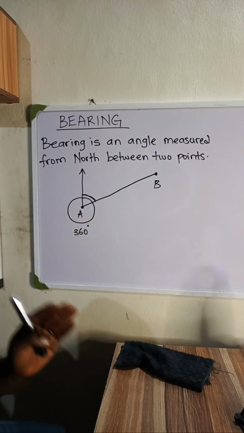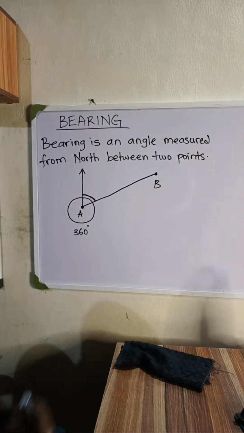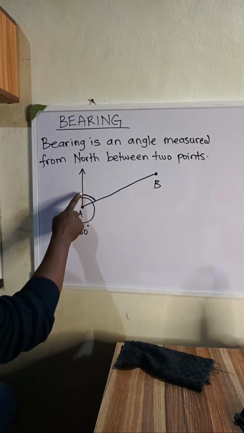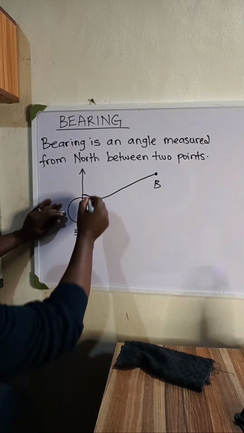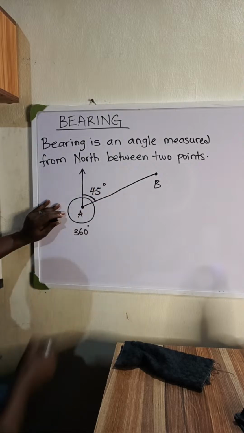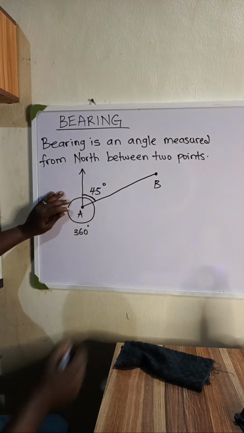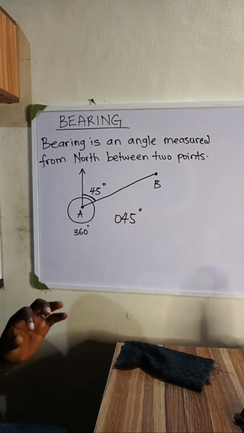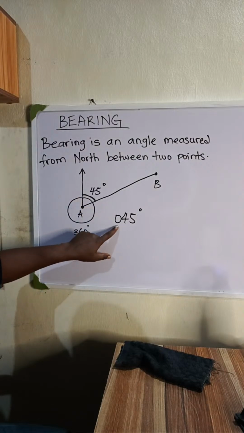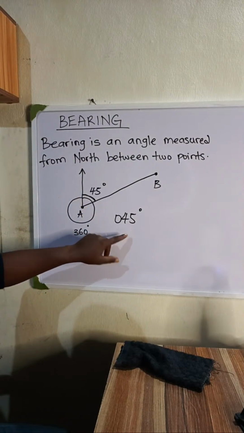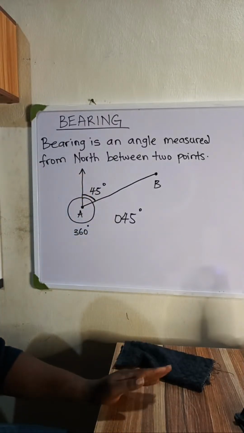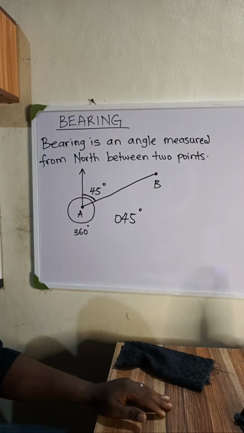Another word for bearing is direction. Okay? So whenever you're writing bearing, bearing is always in 3 figures. So if I want to write this bearing here, let's say this bearing is 45 degrees. So if I want to write this bearing, it's going to be 045 degrees. So take note of that. Bearing is always written in 3 figures. While it is here, you can write it as 2 figures, but if you want to give your final answer, bearing is always written as 3 figures.